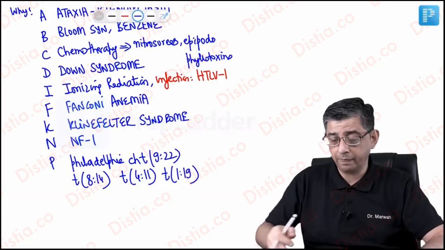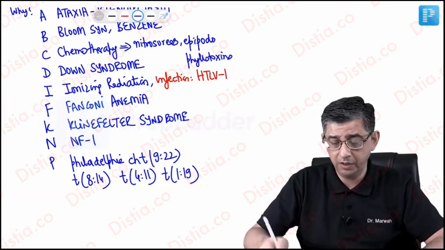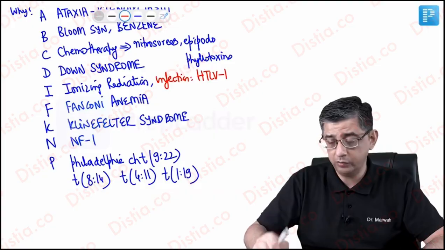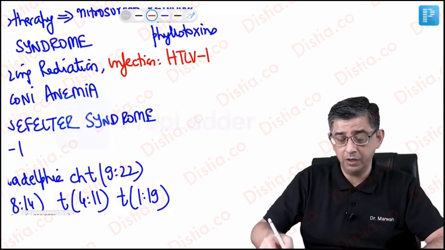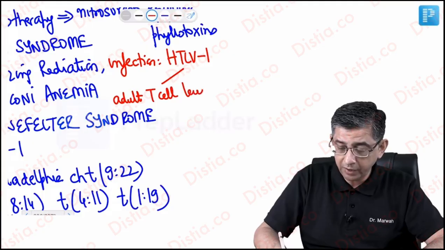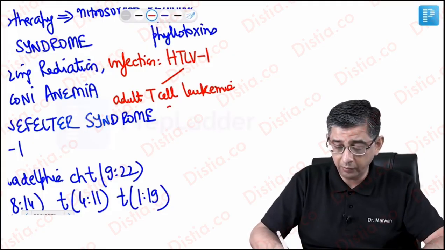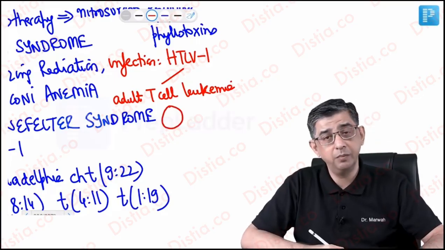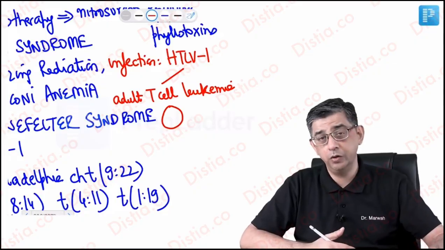Now comes the aspect of HTLV1, and for this there are two points which are to be remembered. One, that it can contribute to development of adult T cell leukemia. And when they're going to give you a peripheral smear picture of this adult T cell leukemia, it will be very characteristic, because you would be able to definitely make out lymphocytes, because lymphocytes have a very big nucleus.